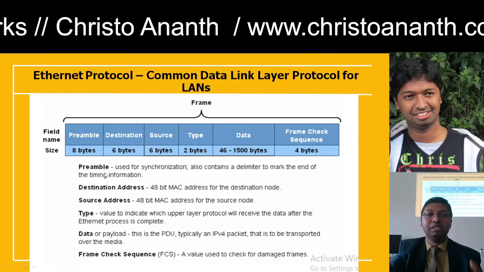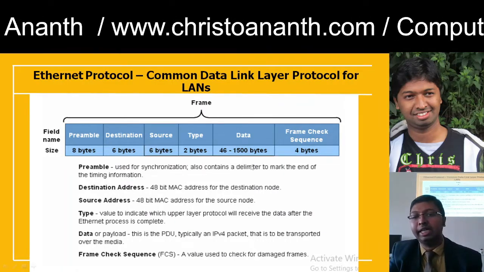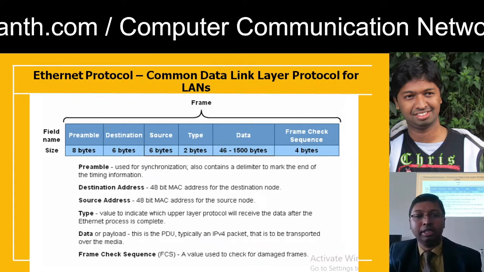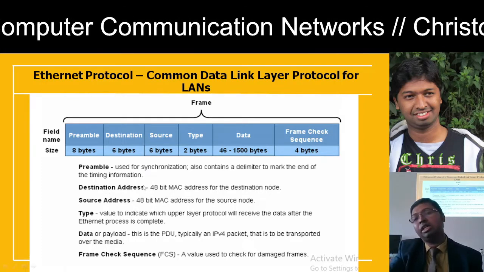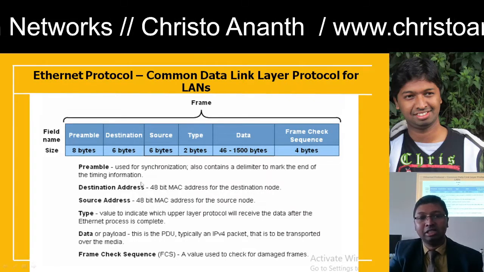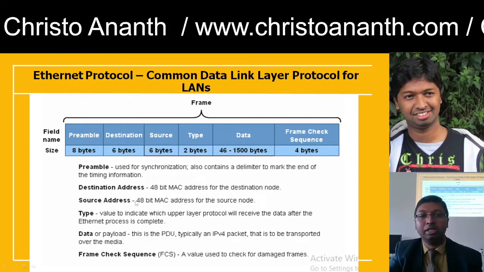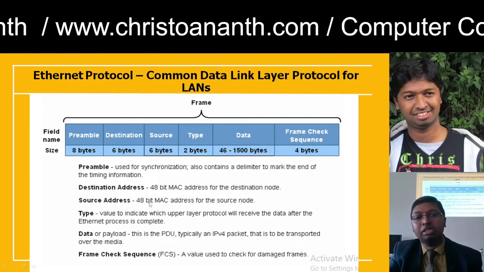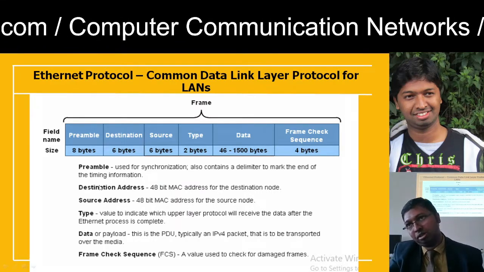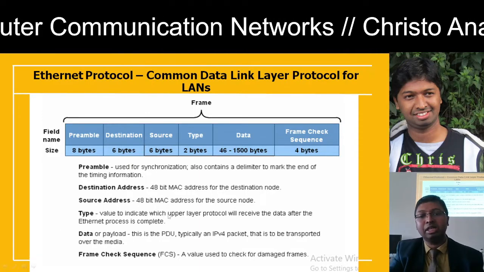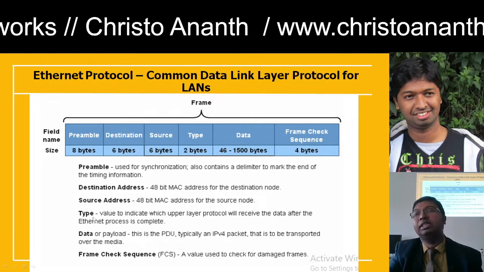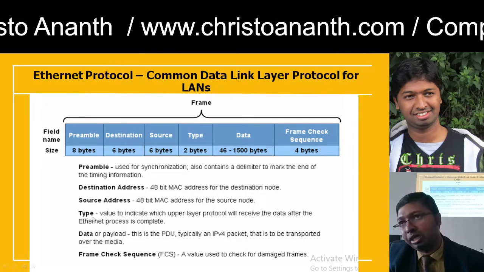The preamble is used for synchronization and it contains a delimiter to mark the start and end of the timing information. The destination address is the 48-bit MAC address for the destination node, so it is actually 6 bytes. The source address, once again, is the 6 byte or 48-bit MAC address for the source node. Type identifies the upper layer protocol that will receive the data after the entire Ethernet process is completed.